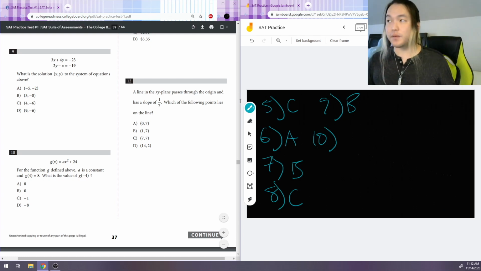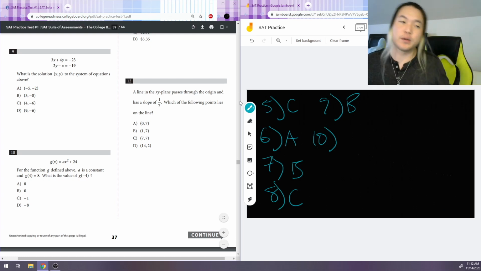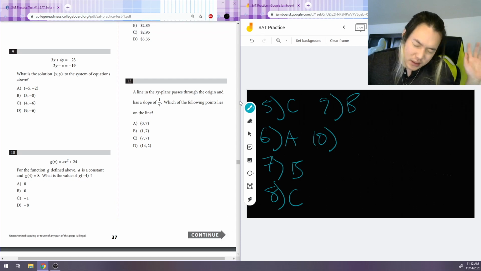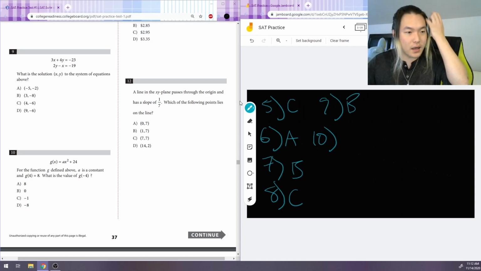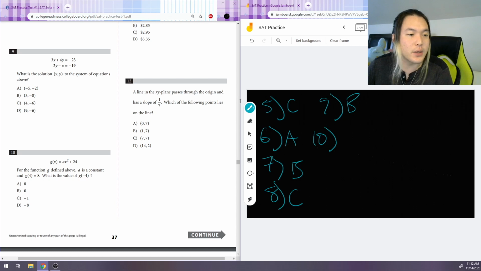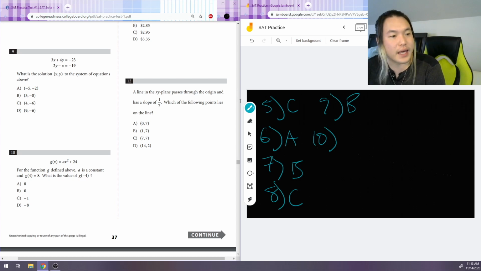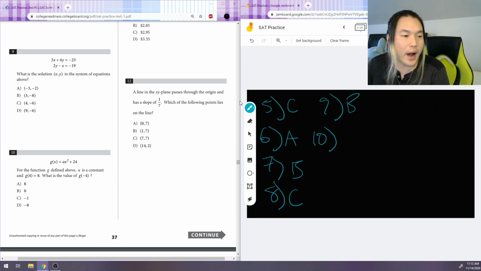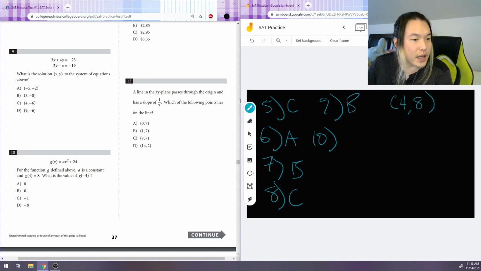So we have this function. Hopefully you guys know how functions work. If you don't, g of x is the same thing as y. So we have g of x equals a times x squared plus 24. The question reads, for the function g defined above, a is a constant and g of 4 is 8. That means if you plug in 4 for x, the g or the y is equal to 8. So there's a point on the graph at 4, 8. What is the value of g of negative 4?